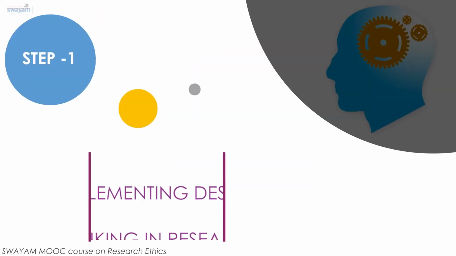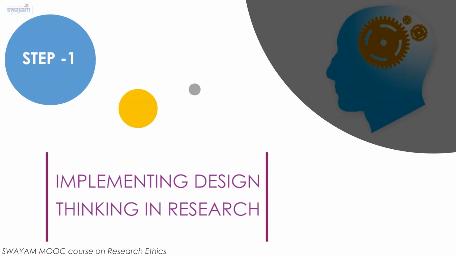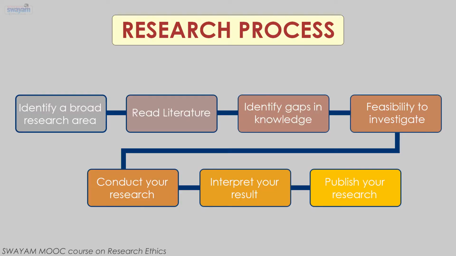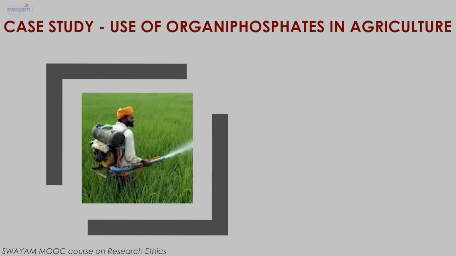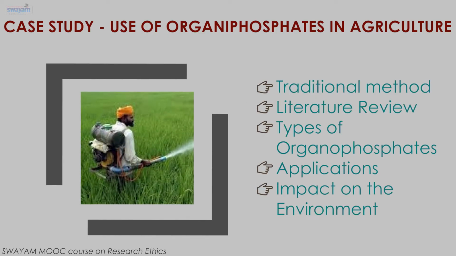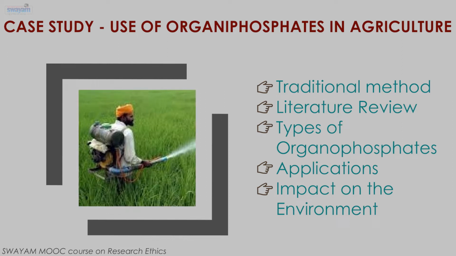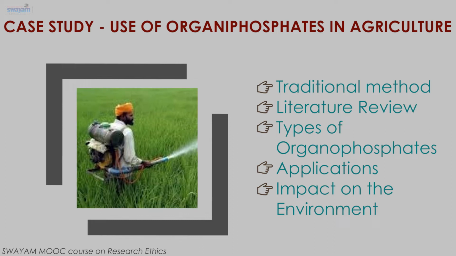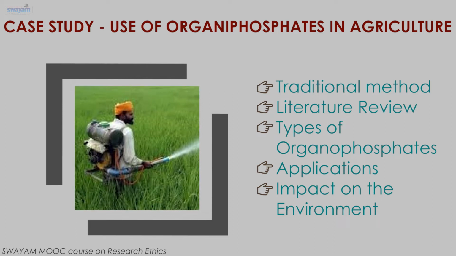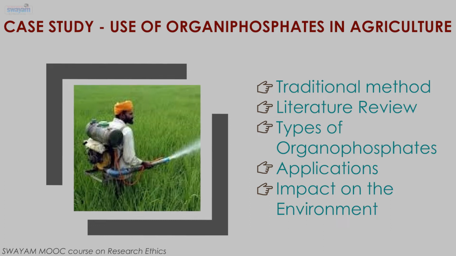The first step in starting a PhD research is to explore a research area by reading up extensively and identifying gaps in knowledge or problems that have not been solved. For example, if a student is starting research on the use of organophosphate insecticides in agriculture, the student will collect articles on types of organophosphates, uses, applications, etc., and popular news articles on the impact of the organophosphates.